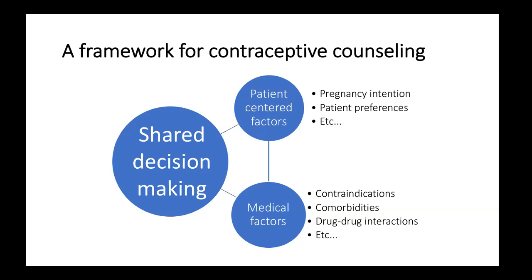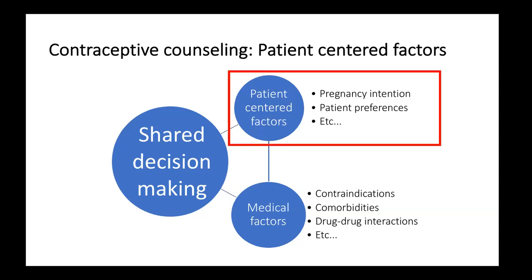And then also thinking about some medical factors. What types of contraindications may they have? What types of comorbidities do we need to watch out for? What are some of the drug-drug interactions that may reduce efficacy of contraception as well? So I'm going to focus first on the patient-centered factors.